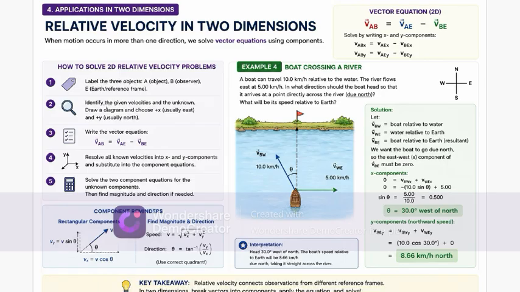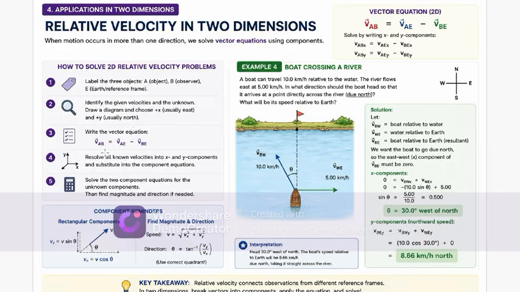Second, identify the given velocities and the unknown. Draw a diagram and choose x usually east and y usually north. So after labeling, you have to identify the given velocities and the unknown. You have to look for the one that is not given, for example, velocity of what? Maybe VAB is not given. Third, write the vector equation.